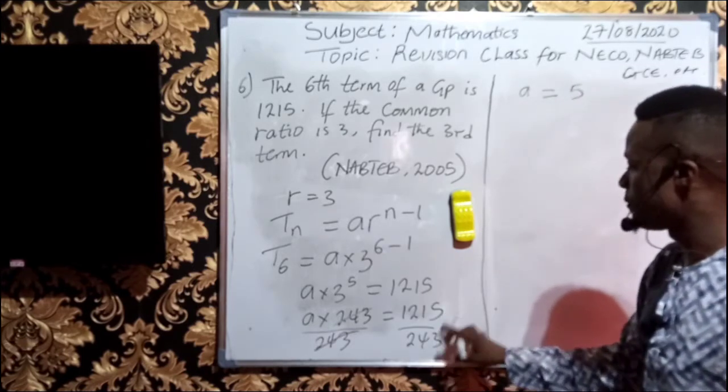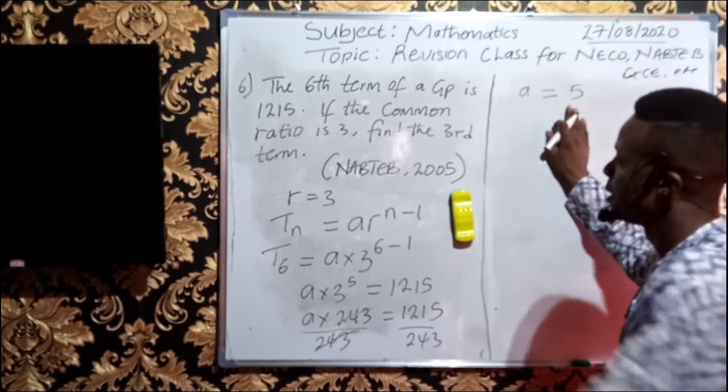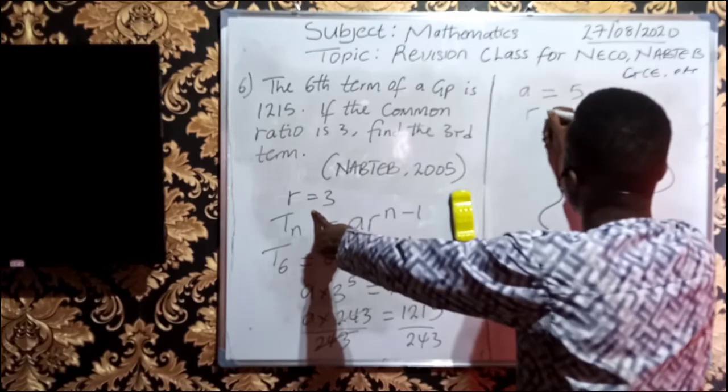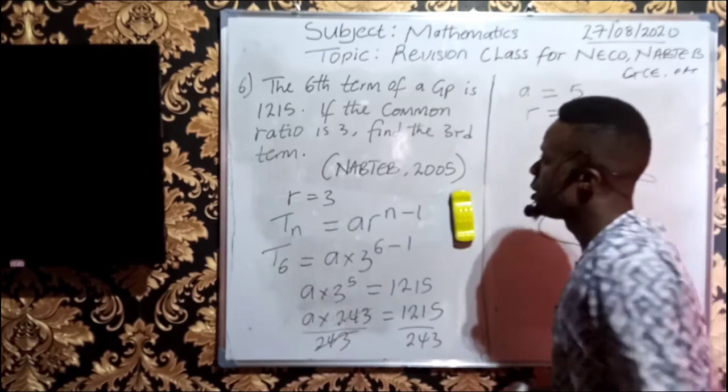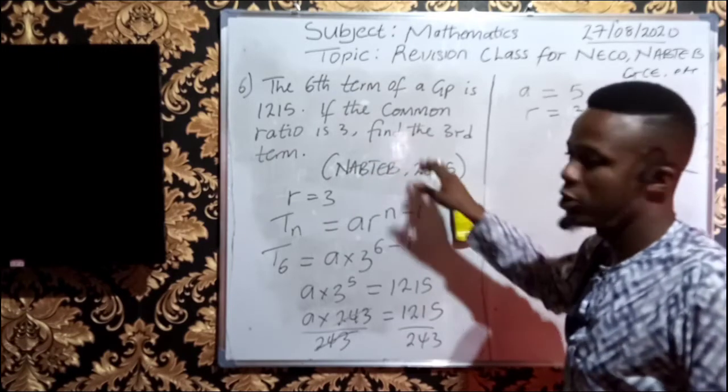So if I divide 1215 by 243, I'm getting 5, which means the first term is 5. And we've already known that the common ratio R is equivalent to 3. With this information, we can now answer the question that said we should get the third term.